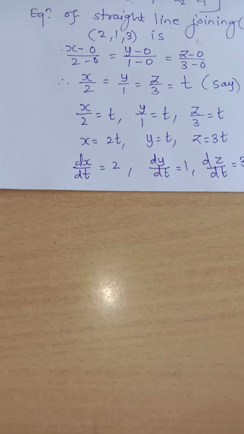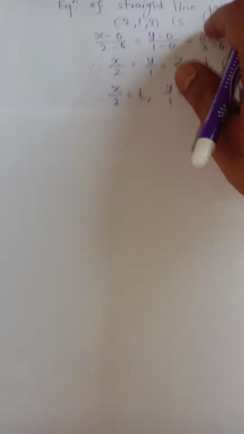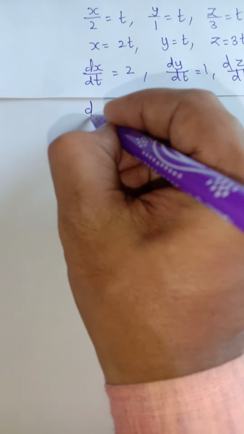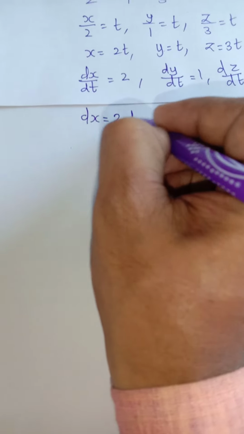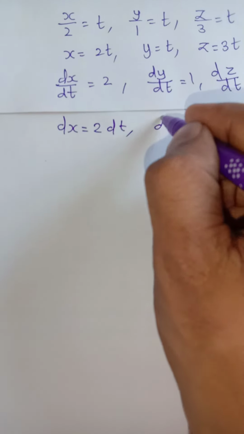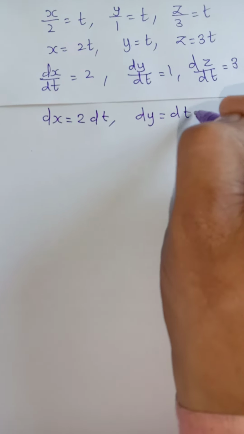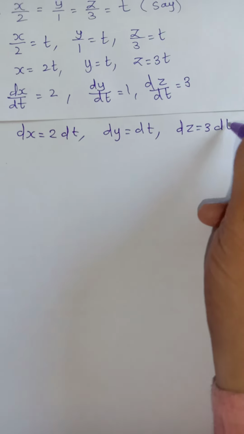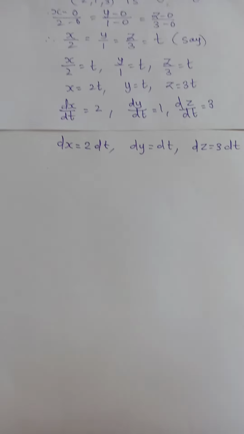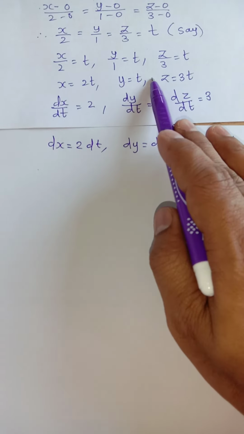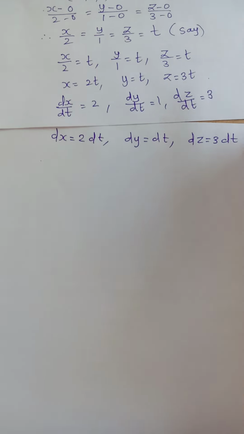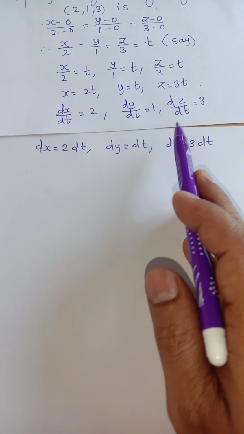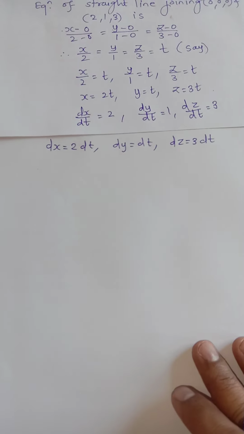So therefore dx becomes 2 dt, dy is equal to dt and dz is equal to 3 dt. So we replace x is equal to 2t, y is equal to t, z is equal to 3t, dx is equal to 2 dt, dy is equal to dt and dz is equal to 3 dt.